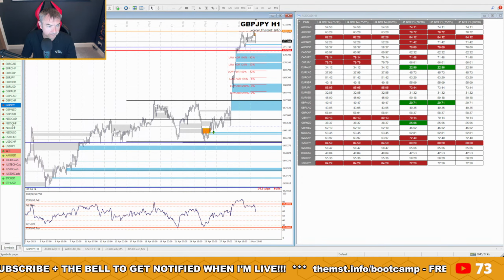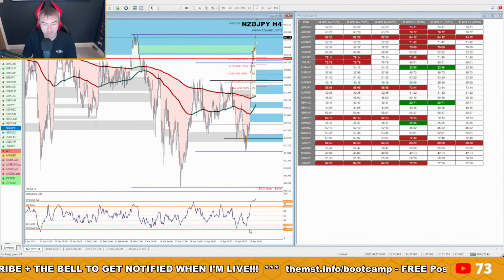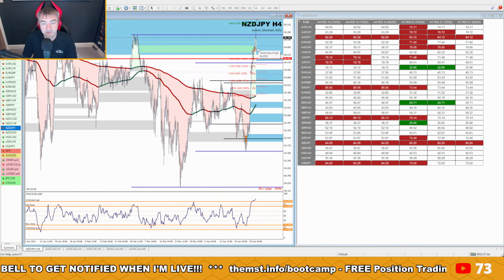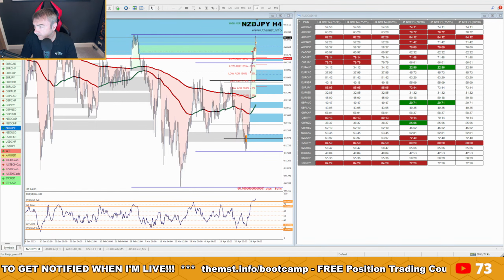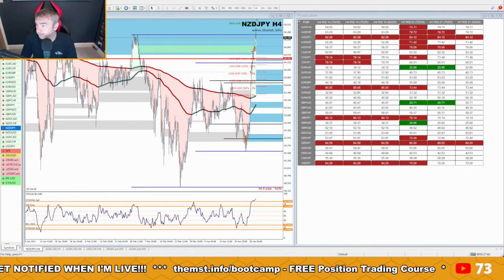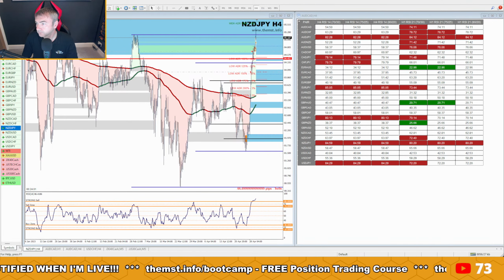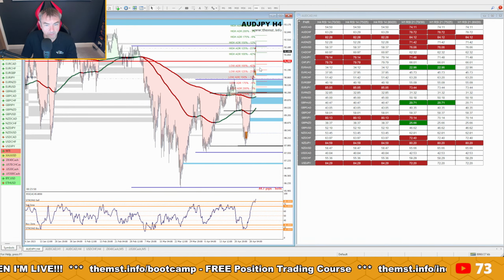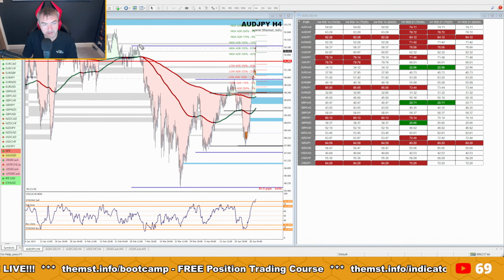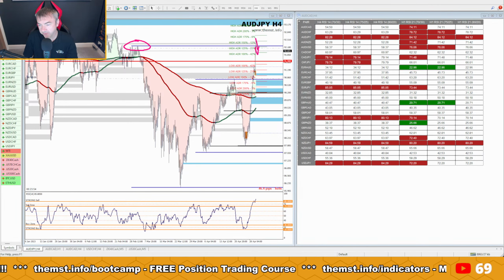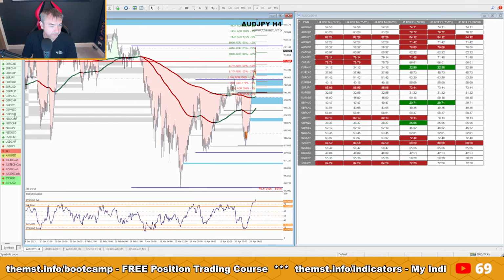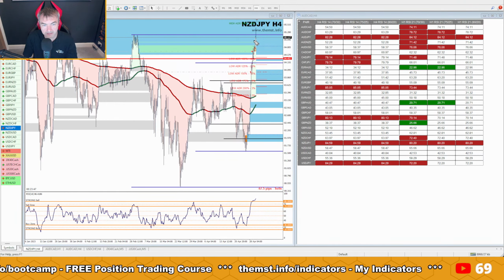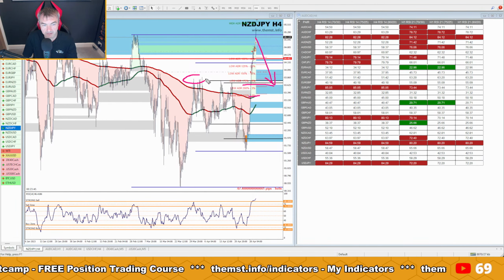New Zealand dollar yen. Again, these are all extended on the 4 hours as well, obviously, massively extended. Just taking out the monthly high and rejected. That's a good looking short. I've actually got an Aussie yen short on at the moment, which is basically the same thing. Look, it's the same trade, the Aussie yen short as the New Zealand yen short. It's just in a different place. So yeah, potential drop all the way back down into this area here.